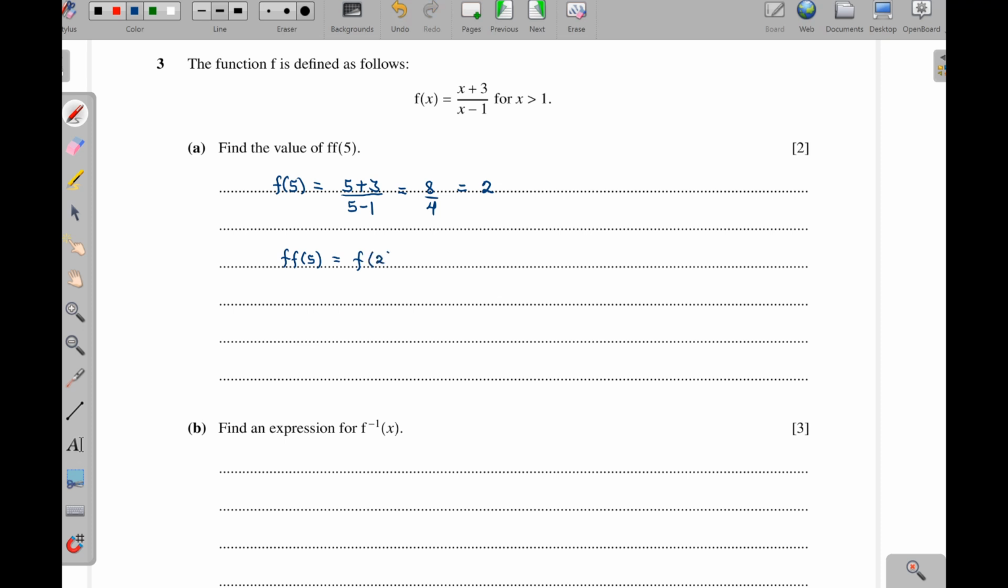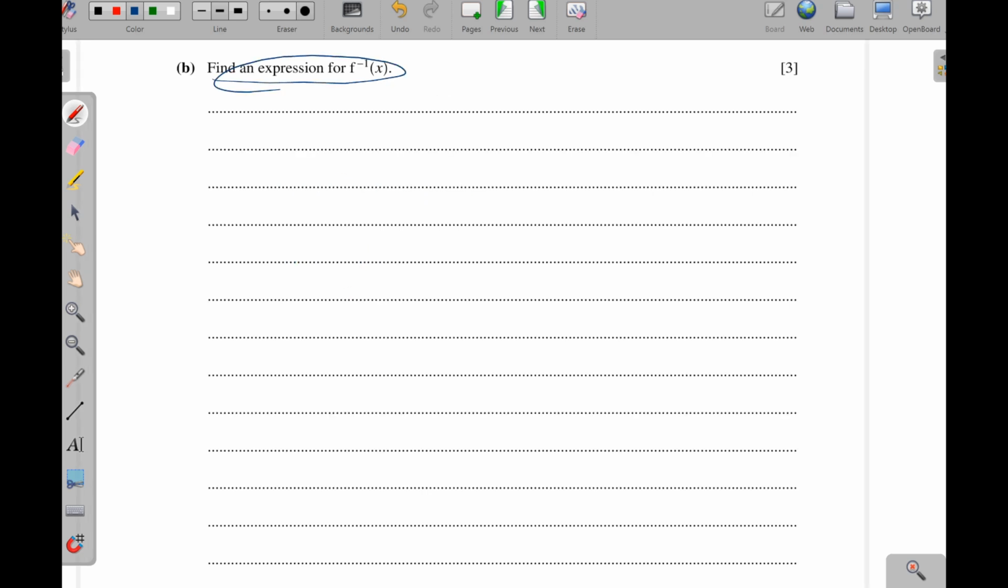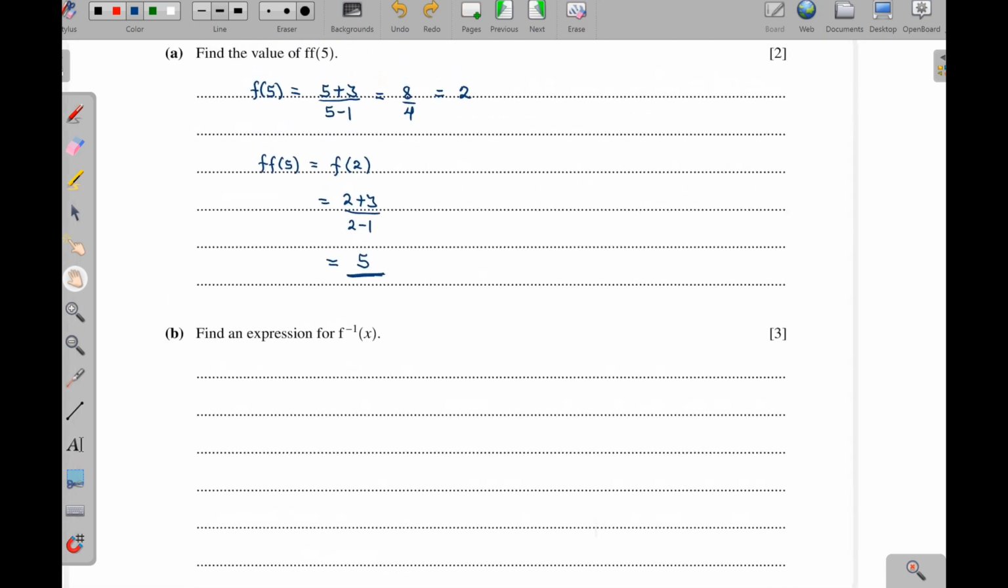So what will be f of 2? Now substitute where there is x, put a 2. So 2 plus 3, that's a 5. And then 2 minus 1, that's a 1. So 5 over 1 will give us a 5. As simple as that. Then part B, find the expression for the inverse.